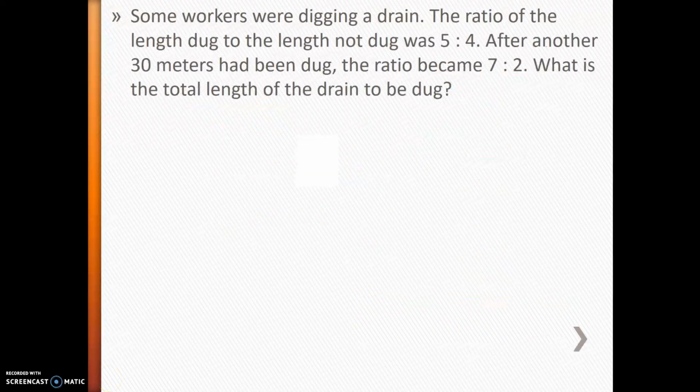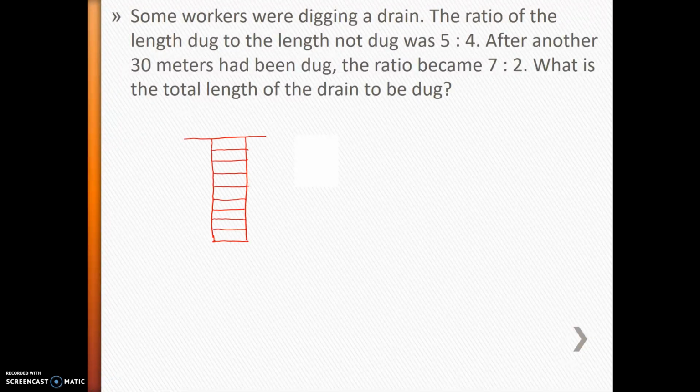All right, check it out, guys. Another drain problem. So some workers were digging a drain. The ratio of the length dug to the length not dug was 5 to 4. After another 30 meters had been dug, the ratio became 7 to 2. What is the total length of the drain to be dug?